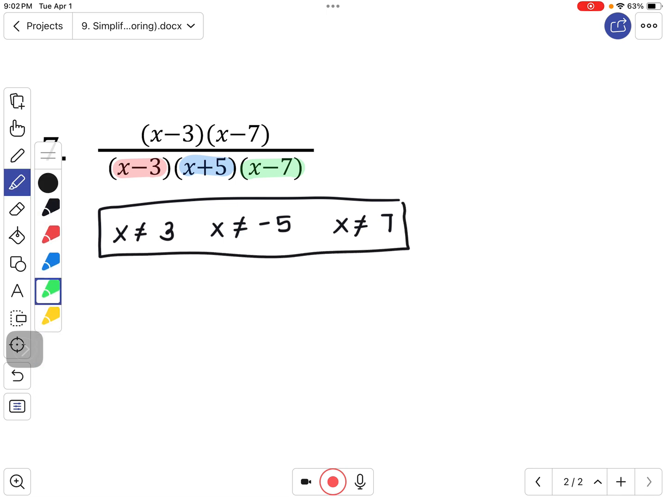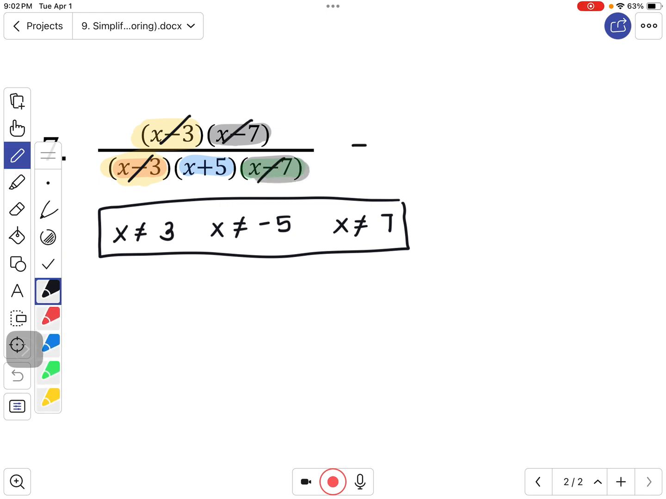And now I'm going to look, is there anything the same on the top and the bottom that I can cancel out? Well, this is an x minus 3, and this is an x minus 3. They're top and bottom, so those can be canceled. And then I also have this x minus 7 and this x minus 7. They're top and bottom, so those can be canceled. So I can just come over here and say equals. The only thing that I have left on the bottom that I haven't crossed off is that x plus 5, so that's going to stay on the bottom. And then there's nothing on the top, so I'm just going to put a 1 on the top to hold the space. So this is my simplified. So I have my two answers. I have my undefined and I have my simplified.